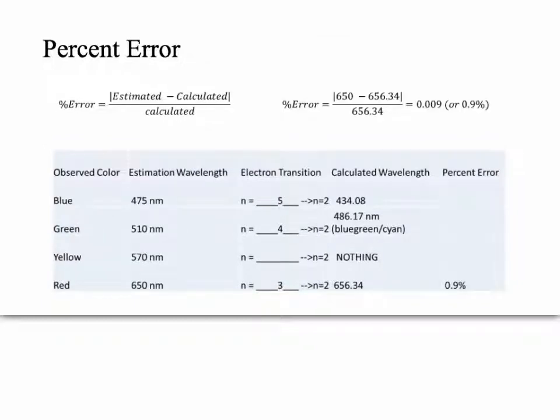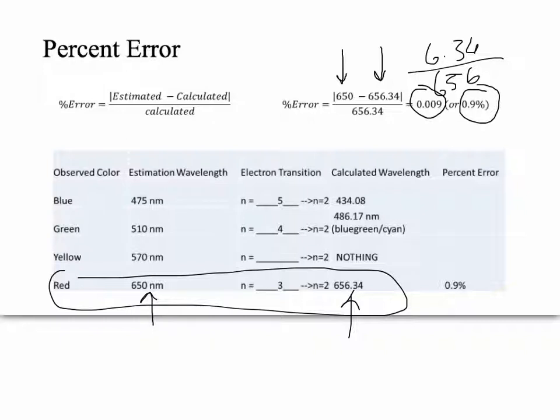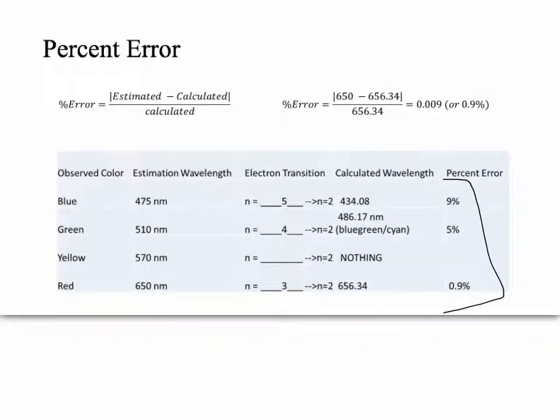So I'll take this line right here. I estimated it at 650, so I put 650 in here. I calculated 656.34. When I take the absolute value of the difference, it's approximately 6.34. When I divide that by 656, I get 0.009. When I convert that to a percent, it's 0.9%. So I can throw that in there. There's my answer. And these are the answers I get for each of the values in the chart.